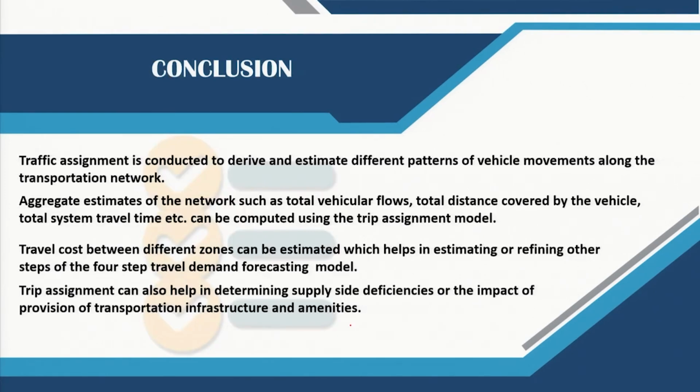We can conclude by saying that traffic assignment is conducted to derive and estimate different patterns of vehicle movements along the transportation network. Then aggregate estimates of the network, such as total vehicular flows, total distance covered by the vehicles, total system travel time, etc., can be computed using the trip assignment models. Travel costs between different zones can be estimated, which helps in estimating or refining other steps of the 4-step travel demand forecasting model. And finally, trip assignment can also help in determining supply side deficiencies or the impact of provision of transportation infrastructure and amenities.